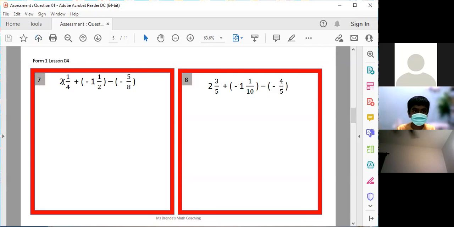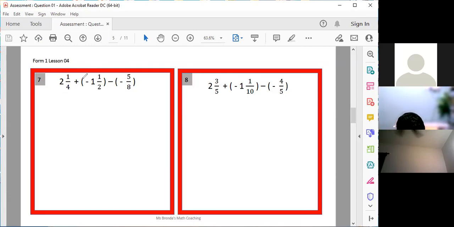So now we go and explore mixed operations. We start off with addition and subtraction, just like how you did just now. Just now you did it with whole numbers. Now we work with fractions. How? Just see how I do it, and then you copy me.